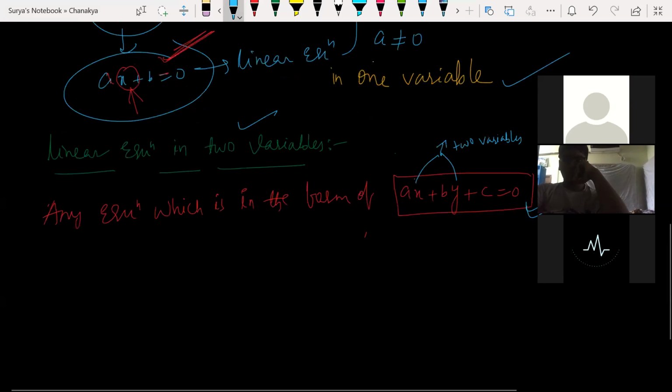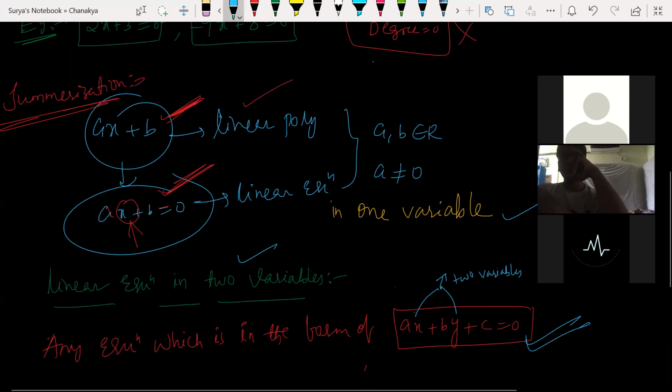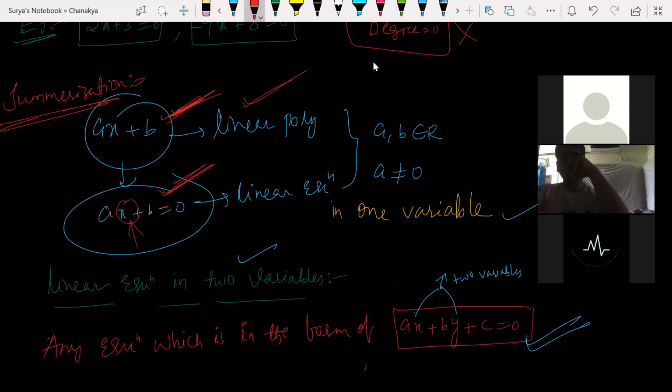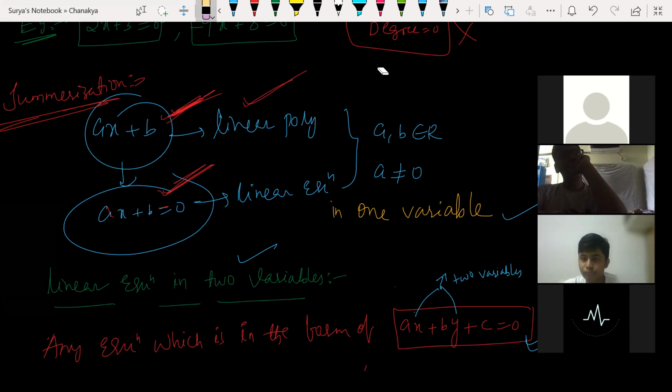Look at this here. What we have learned. So the difference is what? ax plus b is what? A linear polynomial. And ax plus b is equal to 0 is what? A linear equation in one variable. Why are we calling that a linear equation? Because we have some solution here. What is that solution? 0.